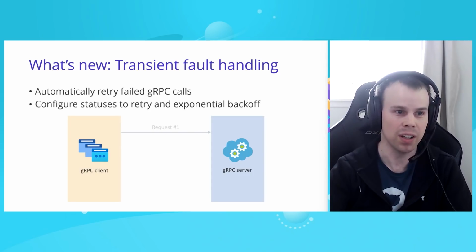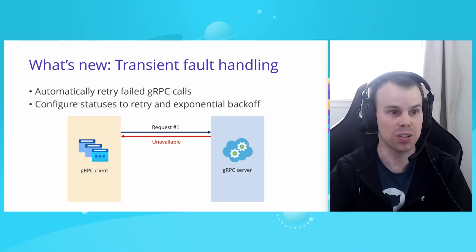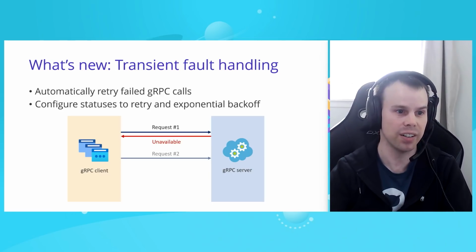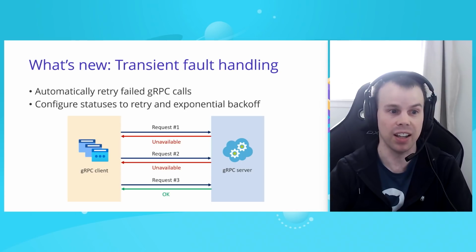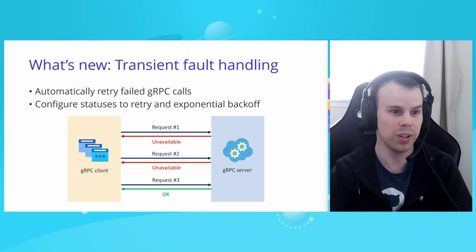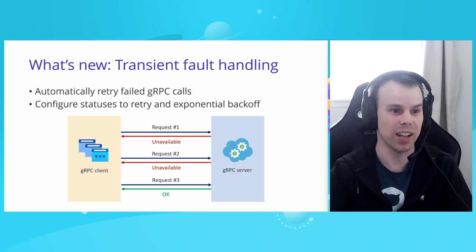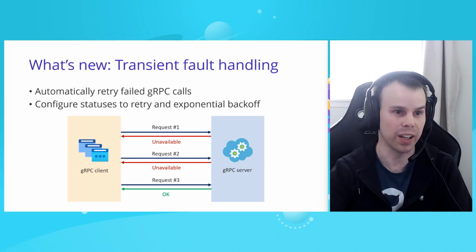It's quite simple. If you make a call and you get one of those failing statuses that have been selected to retry, the client will just automatically retry it. And it will keep doing that until it either gets a successful result or the number of retries allowed is exceeded and you get an error thrown back to your calling code.